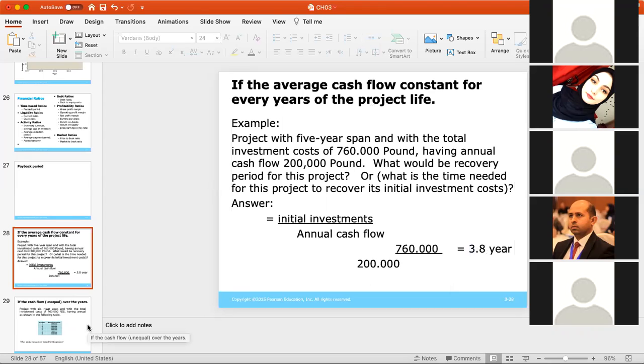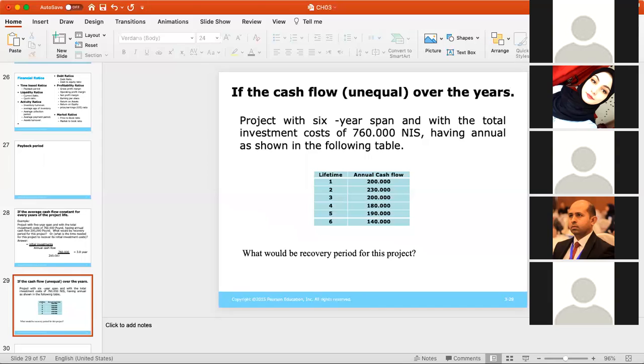But what if we do not have constant annual cash flows, which means that in year one we have a different annual cash flow from year 2, year 3, year 5, year 6, and so on. So this example shows us what if we have, this is new Israeli shekel, okay. In this example, we have the same amount of invested capital, and we have here different annual cash flows. What do we have to do?